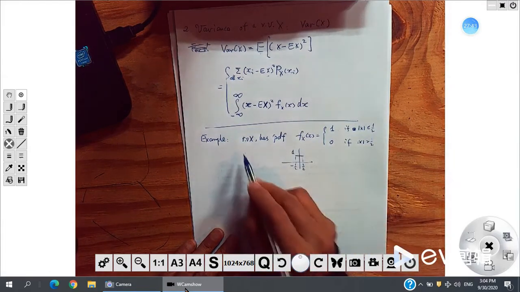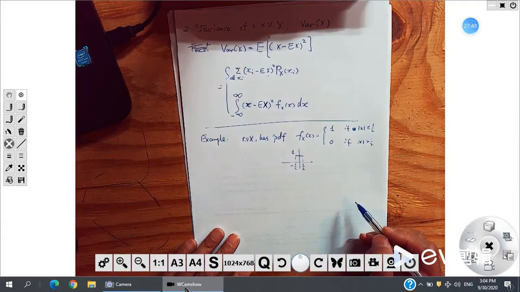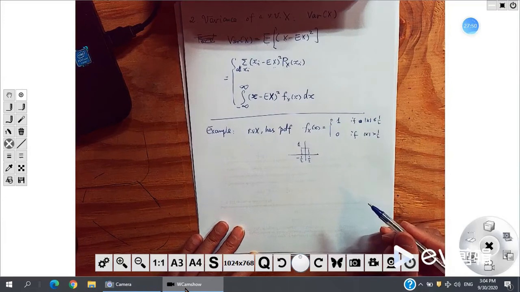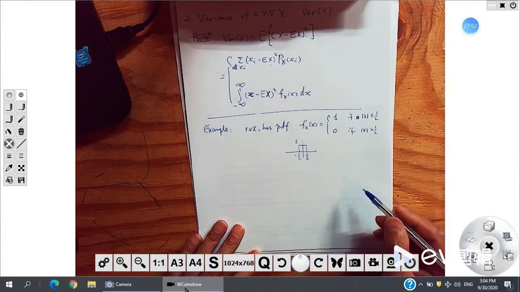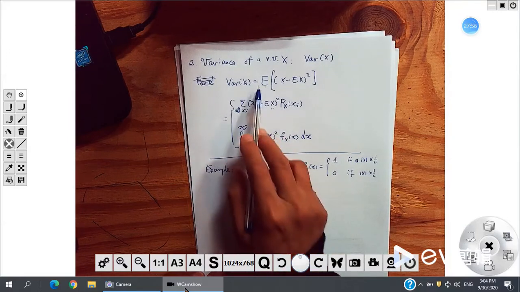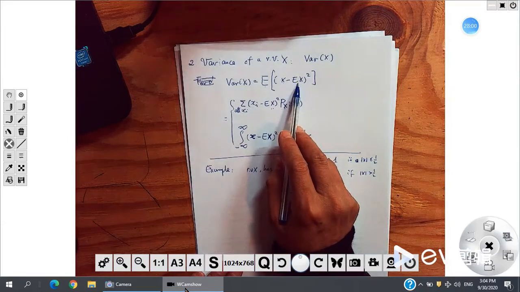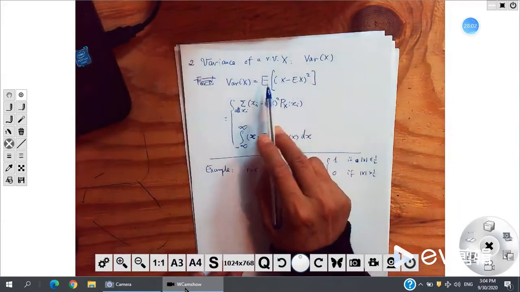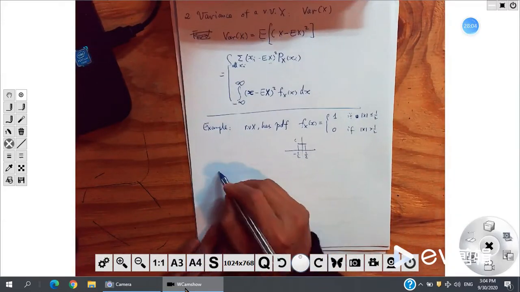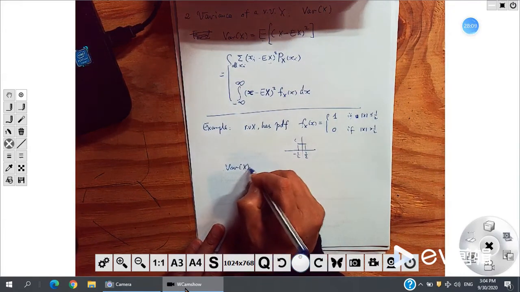Suppose the random variable x has this as a density function. Then what is the variance? We can find the variance by this formula, by definition. But before that, you need to find the EX, the expectation value. Then you find this one. So we want to know what this is.